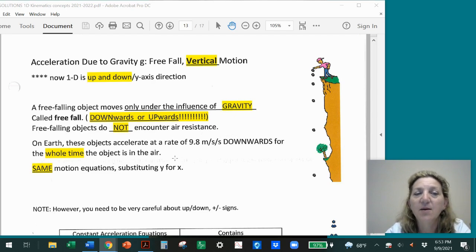On Earth, these objects accelerate at a rate of 9.8 meters per second squared downwards for the whole time the object is in the air. The acceleration is always downwards, negative by convention. Even when the ball is going up, when it stops at the top and as it comes down. Acceleration due to gravity is always downwards.